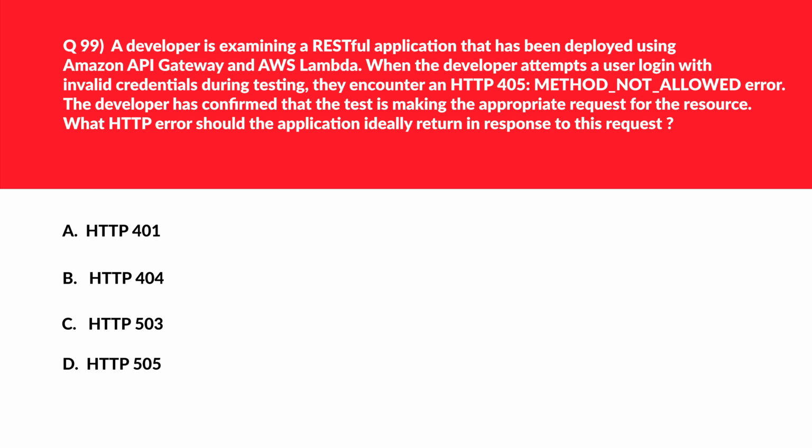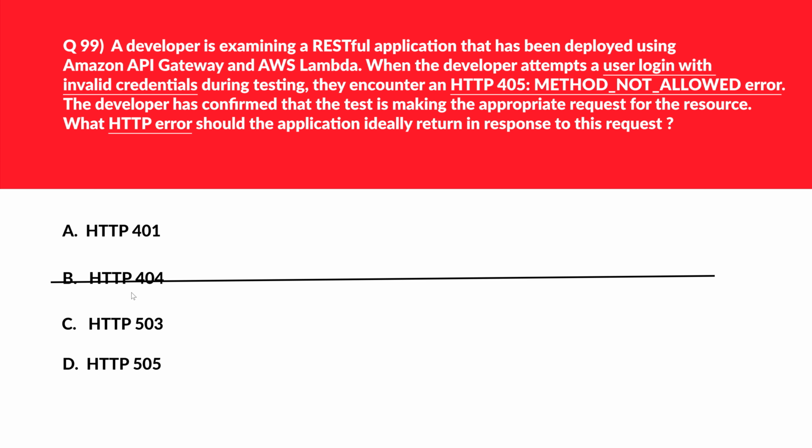Alright, this question will test your concepts on different kinds of error and debugging. So we'll first look at option B. B says HTTP 404. So it cannot be a 404 not found error, because in the question, if you look, it's mentioned that the developer attempts a user login with invalid credentials. If it was not found, then the developer wouldn't have seen the login screen where the user login and credentials were provided in the first place. So B is out.